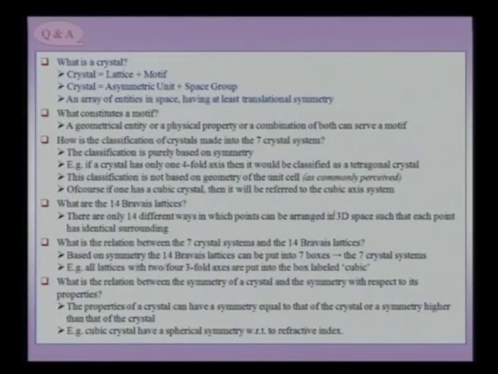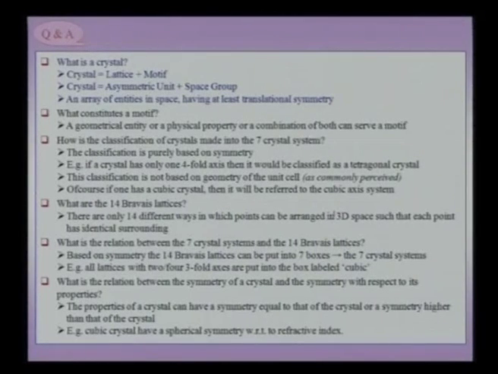So let me ask the first question. What is a crystal? Crystal equals lattice plus motif. Crystal equals a symmetric unit plus space group. An array of entities in space having at least translational symmetry. What constitutes a motif? A geometrical entity or a physical property or a combination of both can serve as a motif.